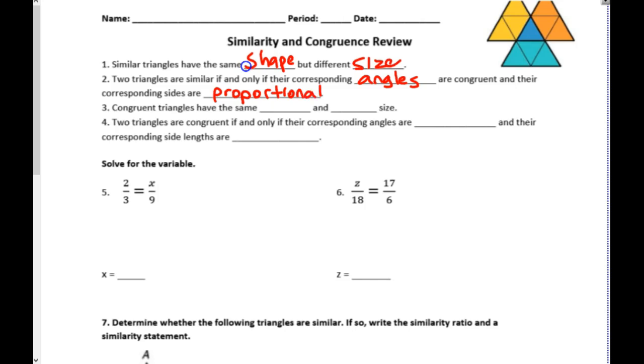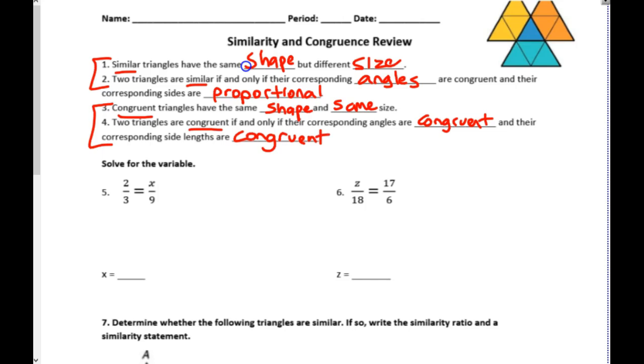Okay, so now 1 and 2, these two have to do with similar, right? 3 and 4, these are going to do with congruent. So now we're thinking back to the early part of this unit. Congruent triangles have the same shape and the same size. So two triangles are congruent if and only if their corresponding angles are congruent and their corresponding side lengths are congruent.